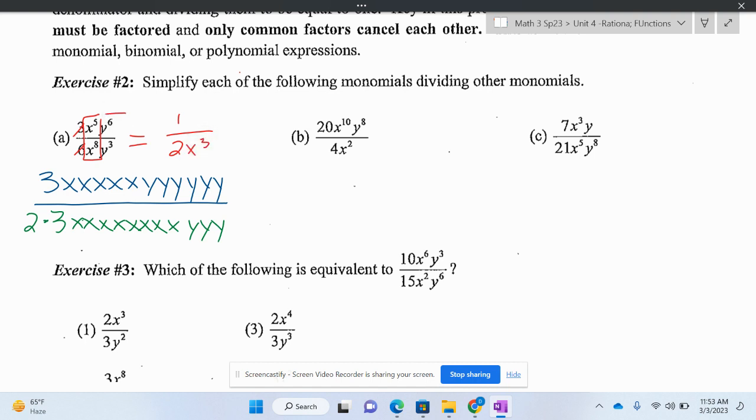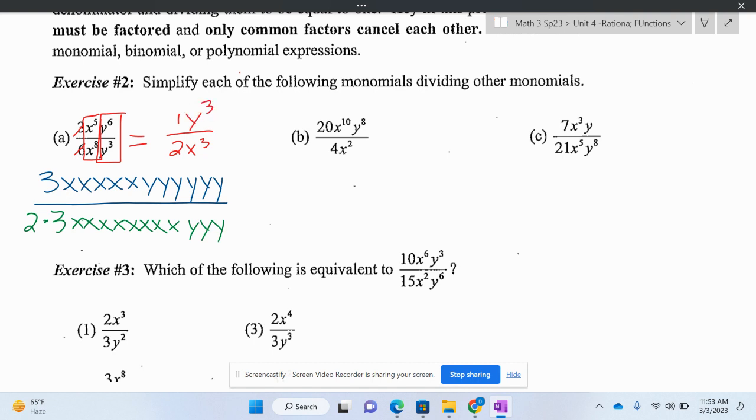Now I want you to look at the y to the 6th power divided by y cubed. Is the base the same? 6 minus 3 is? Are there more powers in the top or in the bottom? So that's where it goes, y cubed.